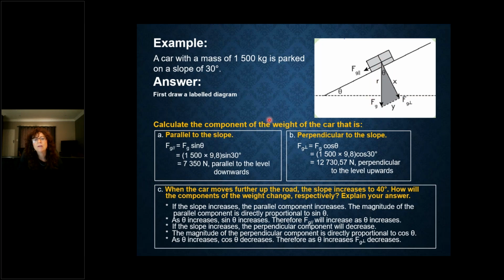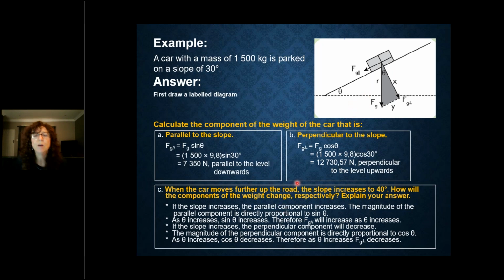Okay, so calculate the component of the weight of the car that is parallel to the slope or perpendicular to the slope. They can also ask you to calculate the force that's pulling the car down the slope. Then you need to know that is the parallel component. That is an application of what we do have here.